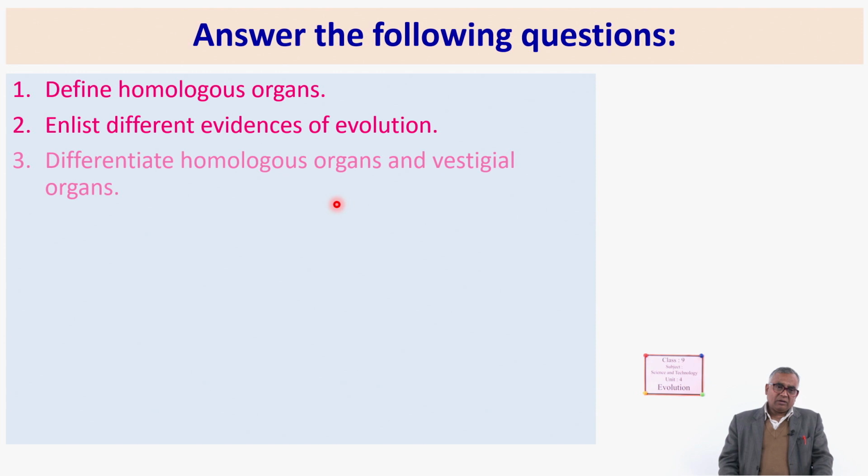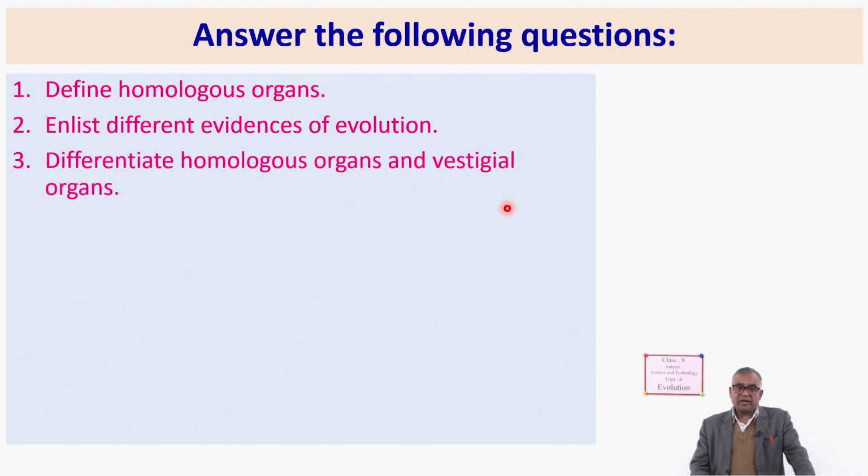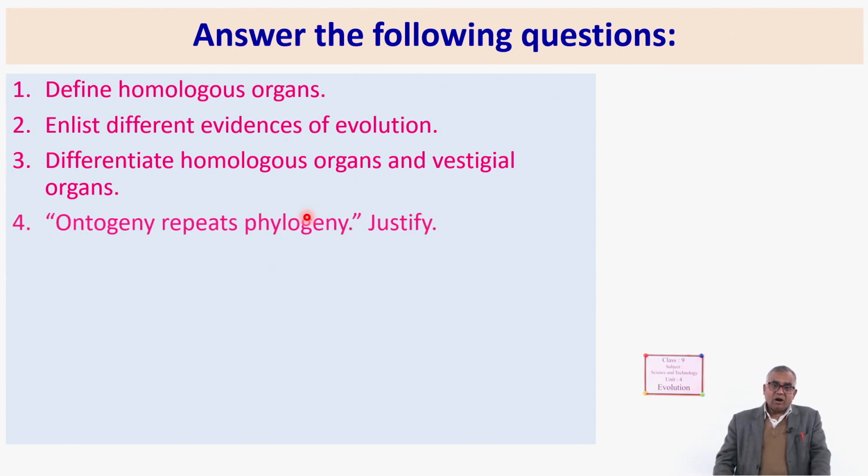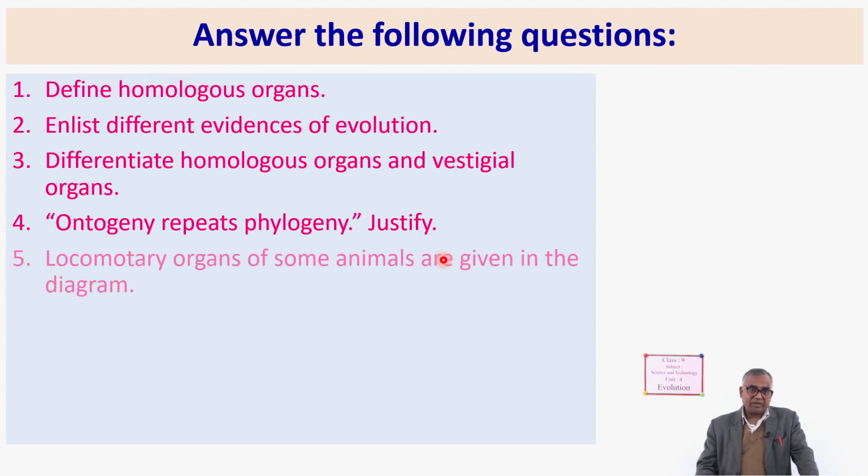Okay. Differentiate homologous organs and vestigial organs. You have to try to write the differences between them. How do homologous organs and vestigial organs differ from each other? Okay. Next, ontogeny repeats phylogeny. Justify it. I think it is explained. You have been given a full capsule about it. Yes, you can do it.